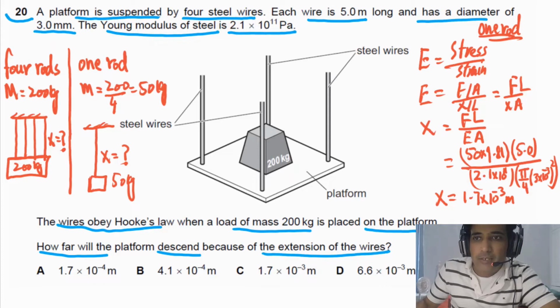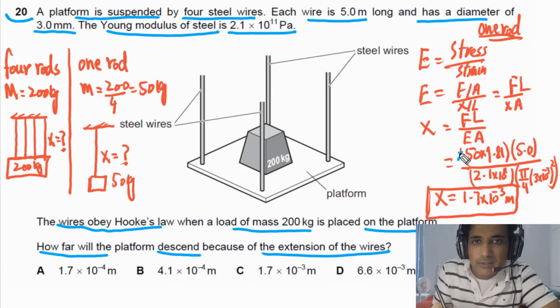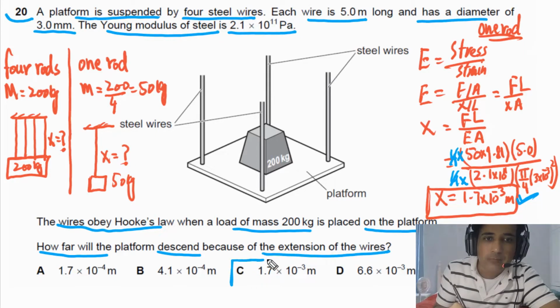On the other hand, you can also use 4 rods together. In that case, what you need to do is simply multiply the force by 4, and the cross-sectional area you also need to multiply by 4. So this 4 will cancel with this 4, and you will still get the same answer. So our answer for this question is this. This is the right answer.